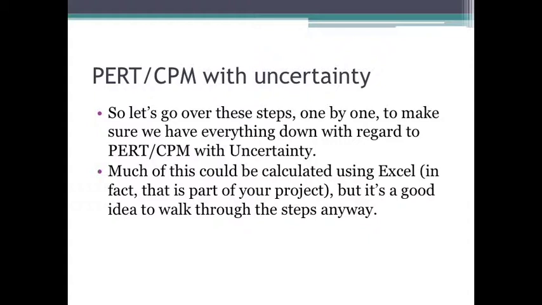I just wanted to go over the steps again, one by one, to make sure that it's understood what happens step by step with regard to PERT CPM with uncertainty, because there are a lot of steps involved here. And because of that, it's good to have all of those straightened out. Now, it's important to note that much of this can be calculated using Excel. In fact, that is part of your project, to calculate most of this using Excel. That said, it's still a good idea to walk through the steps so that you understand what's going on.